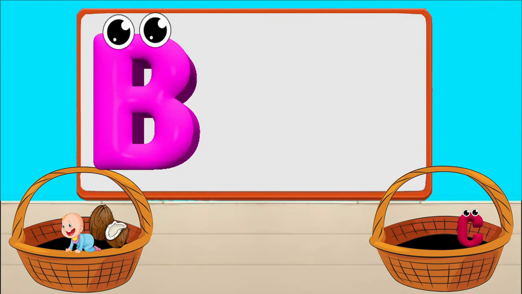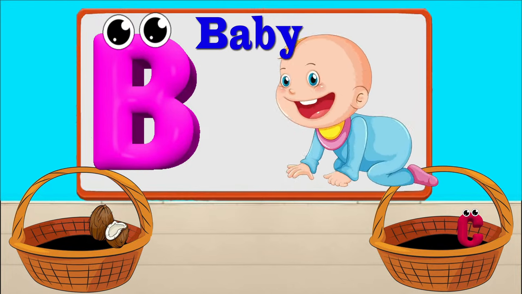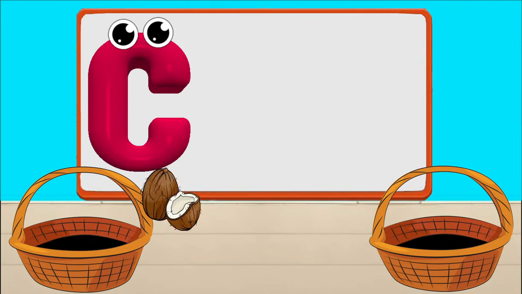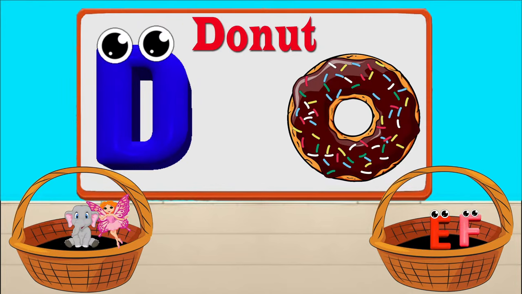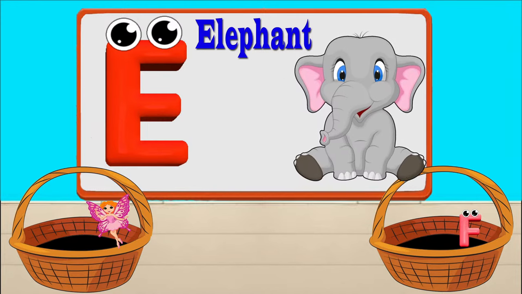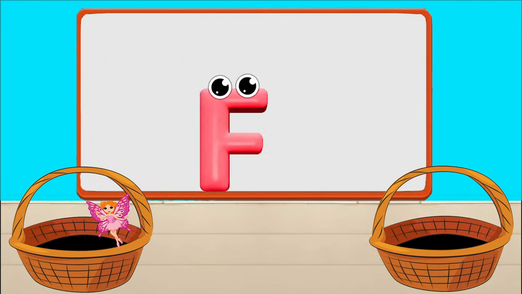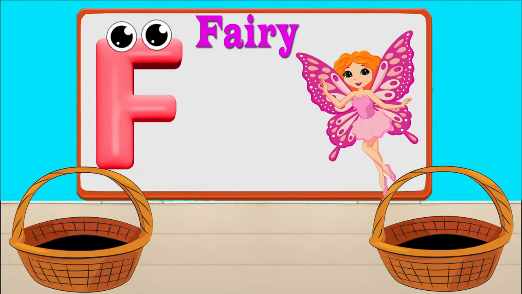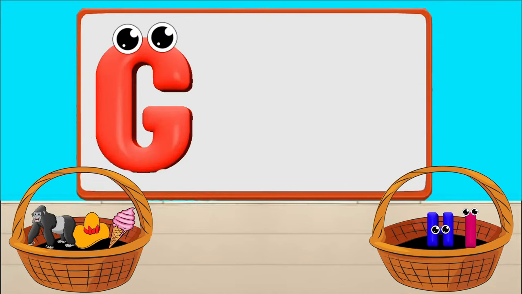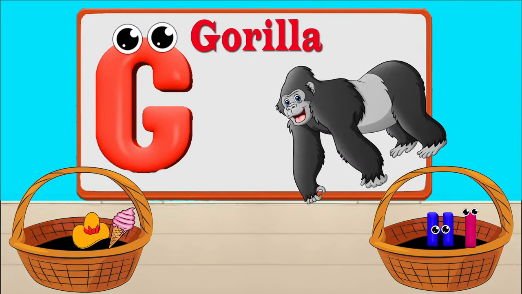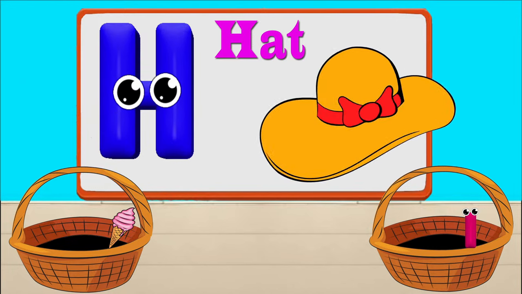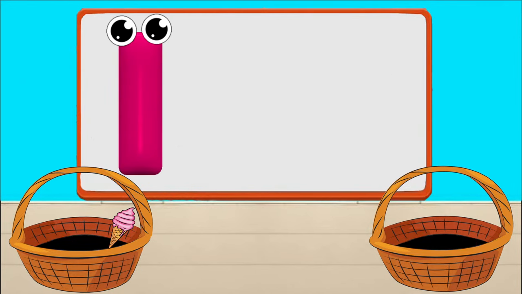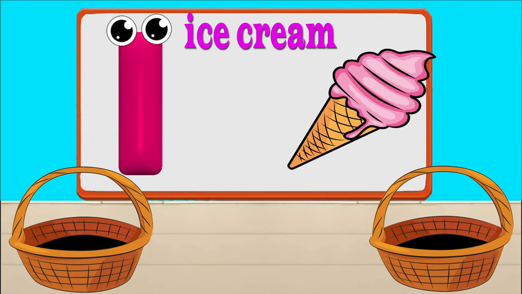A is for apple, apple. B is for baby, baby. C is for coconut, coconut. D is for donut, donut. E is for elephant, elephant. F is for fairy, fairy. G is for gorilla, gorilla. H is for head, head. I is for ice cream, ice cream.